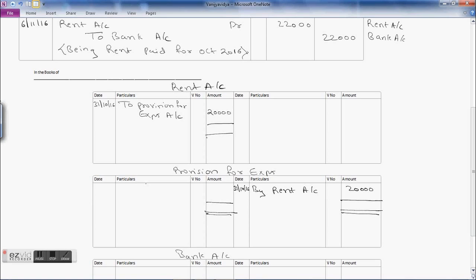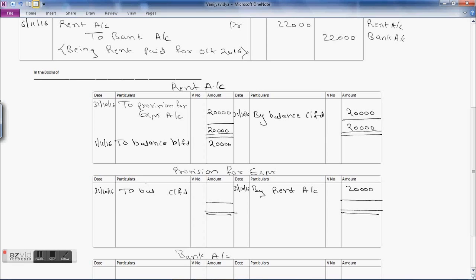So 20,000, 20,000. On 31/10/2016 by balance carry forward 20,000, and on 1 November 2016 to balance brought forward 20,000. Then on the other side, 31/10/2016 to balance carry forward 20,000, and on 1 November by balance brought forward 20,000.